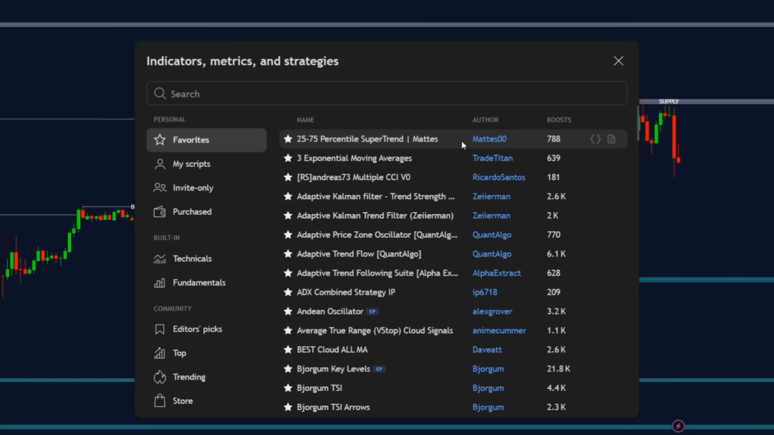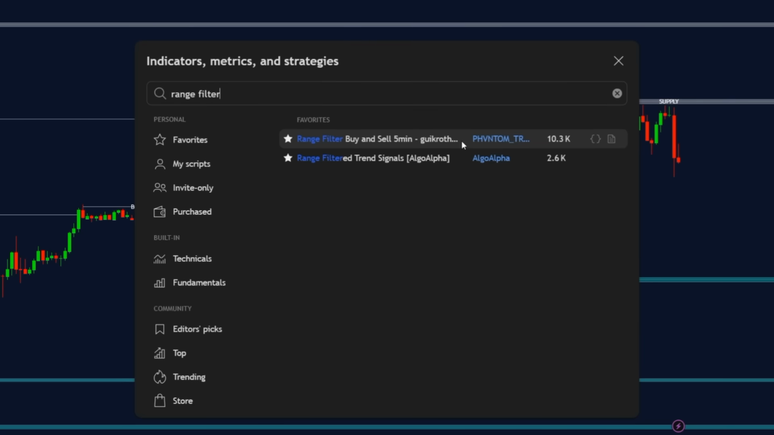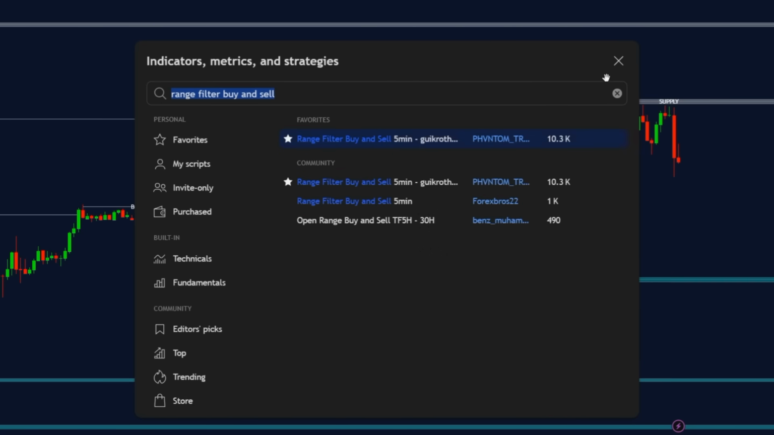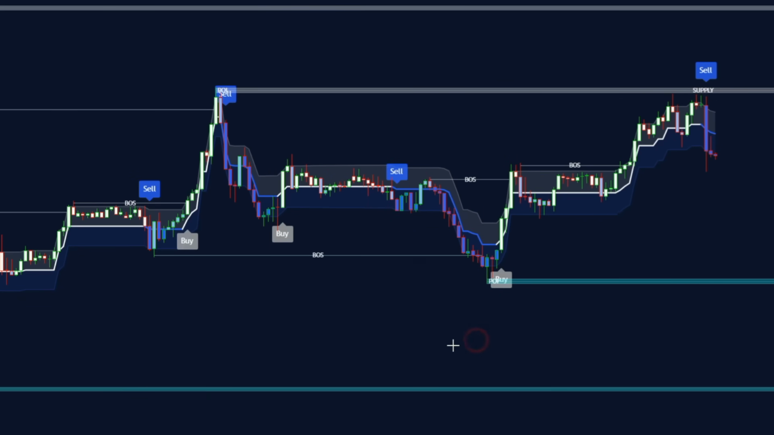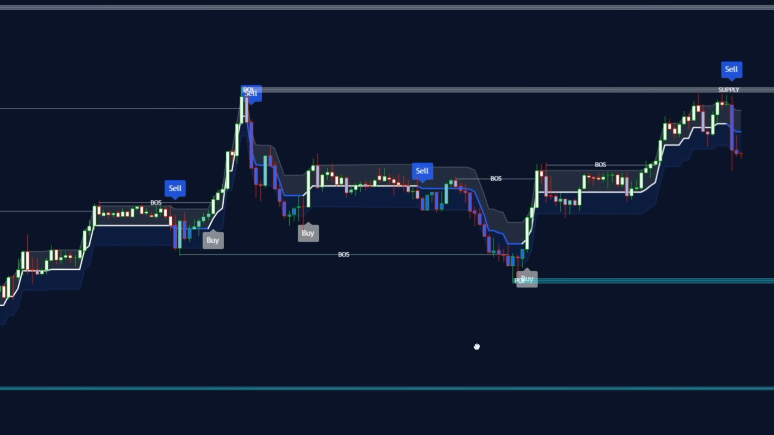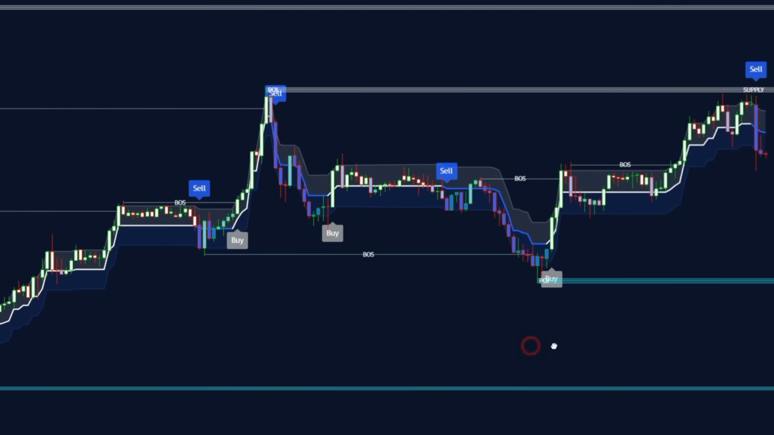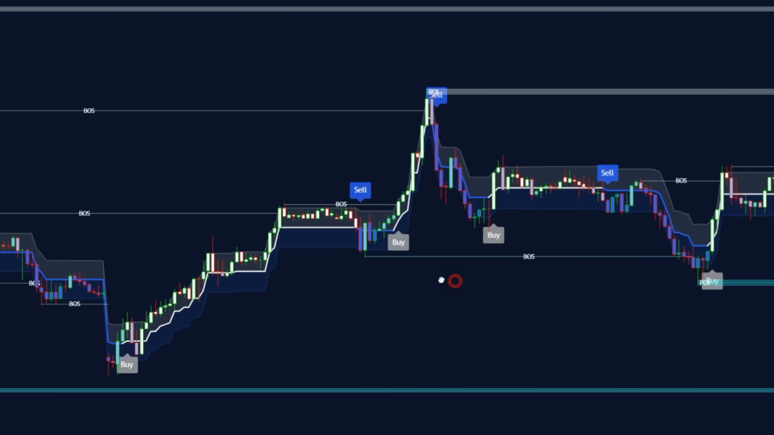Indicator 2, the trend filter. Search for range filter buy and sell. We need to tweak this one. Go to settings. Change the range multiplier from roughly 3.0 to 2.5. This makes it slightly more sensitive to recent price action. We will use this to confirm the overall direction. We only sell when the line is red and only buy when the line is green.